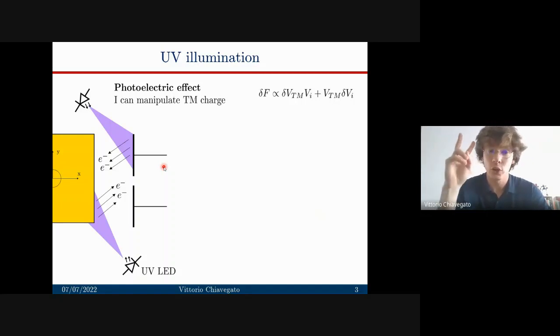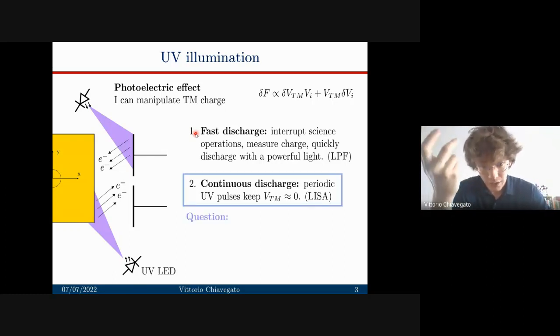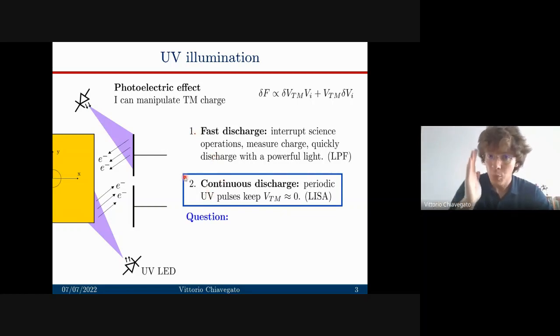And we can think of doing that in 2 ways. The first one is a fast discharge. So we stop the measurements, we measure the charge of the test mass, and we discharge it. And this was done in LISA Pathfinder every approximately 2 weeks. But we know that in LISA, we would like to measure for long periods of time, so we don't want to interrupt science. And so we will likely use what is called the continuous discharge, where we use continuous pulses of UV light that can keep the test mass voltage around 0.